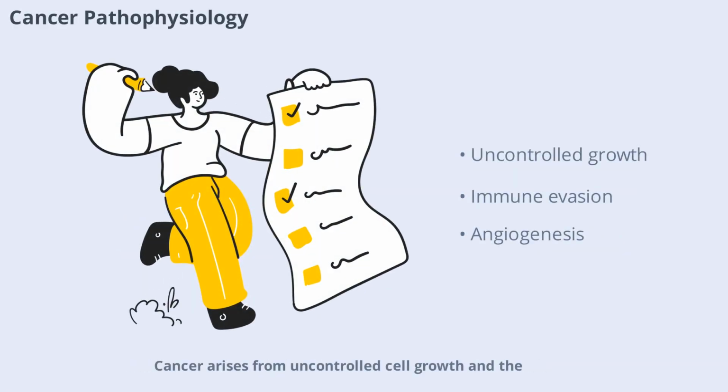Cancer arises from uncontrolled cell growth and the ability of abnormal cells to invade other tissues. Pathophysiological processes include genetic mutations, evasion of the immune system, and the development of new blood vessels to supply tumors. Each type of cancer has unique features, but all share these core mechanisms. Understanding cancer pathophysiology is crucial for developing targeted therapies and improving survival rates.